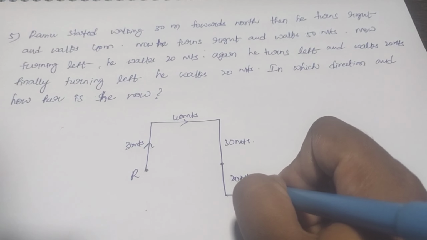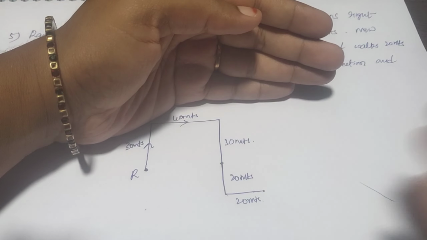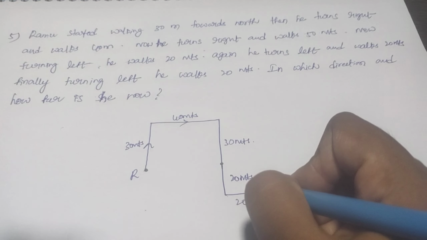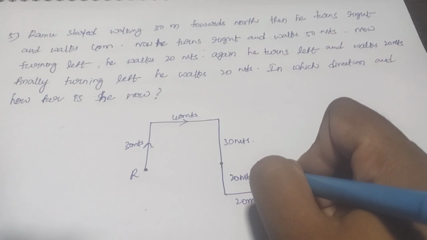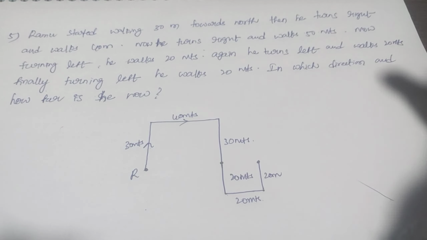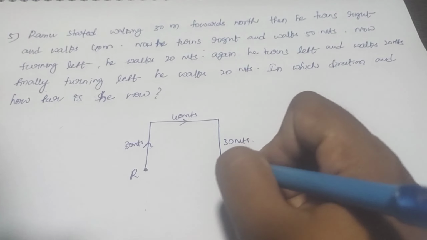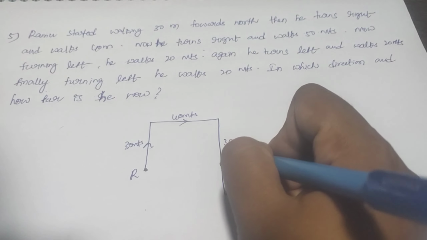Now he is in this point. Now he is facing this direction. Left is upwards and right is downwards, right? Again he turns left and walks again 20 meters. Finally turning left, he walks 20 meters. And again finally he turns left and walks 20 meters. Here to here, 20 meters.